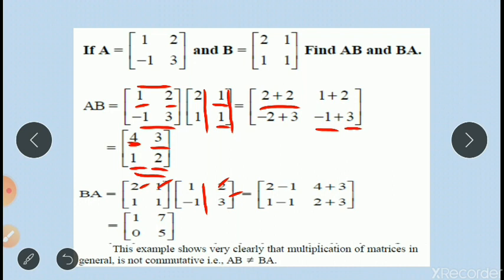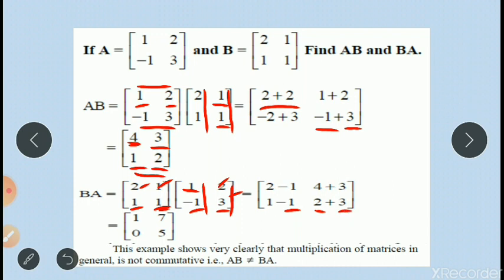Next, we have to multiply the second row of the B matrix with the first column of A matrix. 1 into 1, 1. 1 into minus 1 is minus 1. 1 minus 1. Next, we have to multiply the second row of B matrix with the second column of A matrix. 1 into 2 is 2. 1 into 3 is 3.